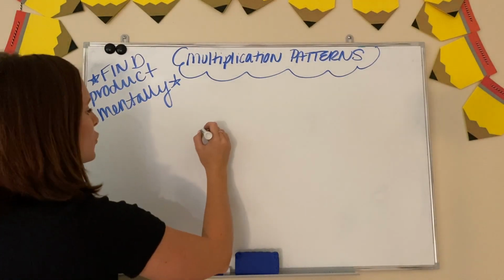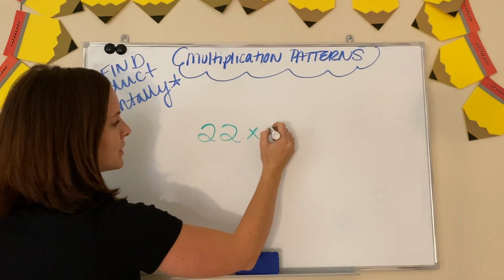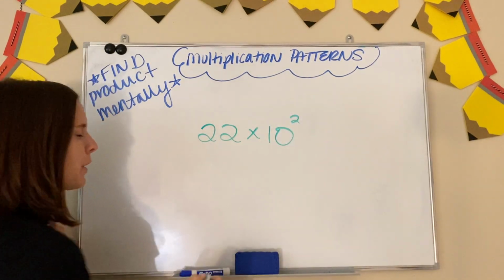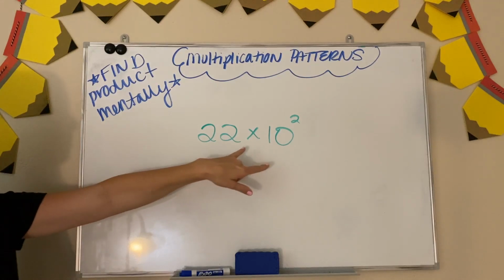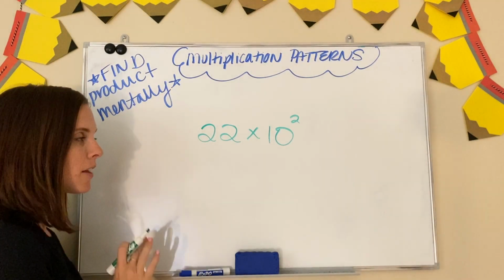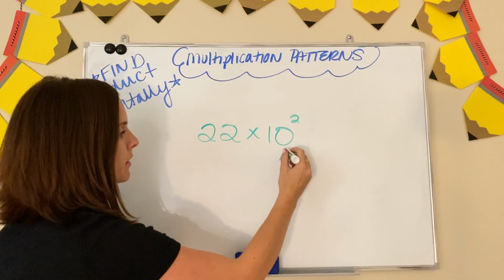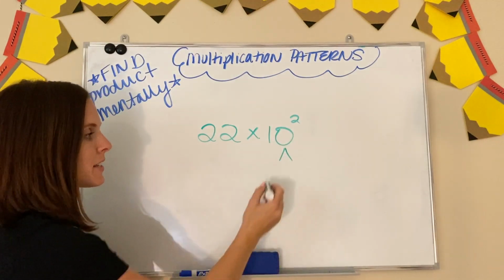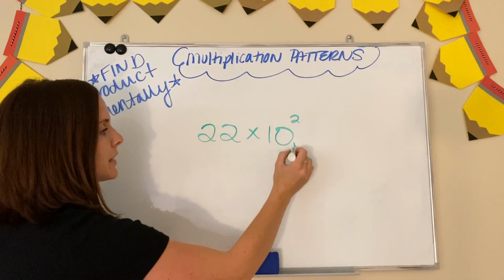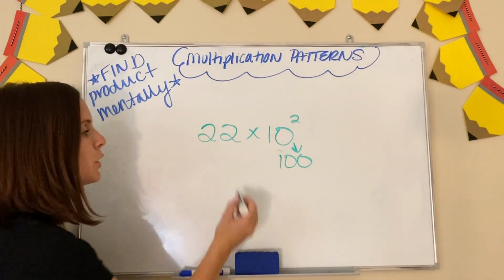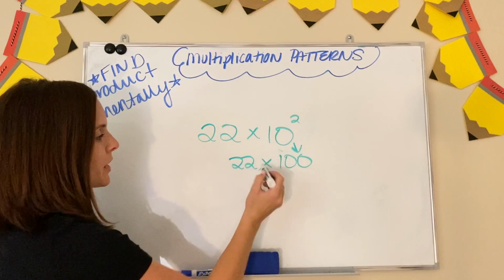What if I had 22 times 10 to the second? Okay, so now we have a bigger whole number over here that we're multiplying times that power of 10. So again, first take care of the power of 10. 10 to the second means there should be a 10 with 2 zeros. So 10 to the second is the same thing as 100. So they're saying multiply 22 times 100.